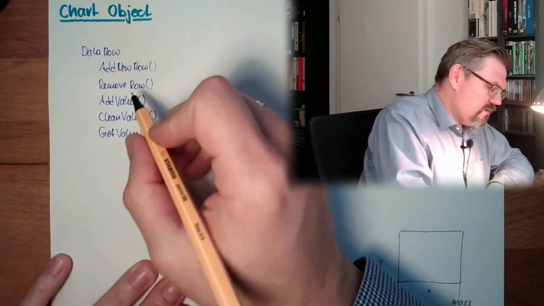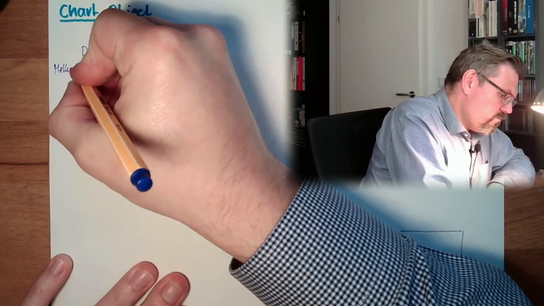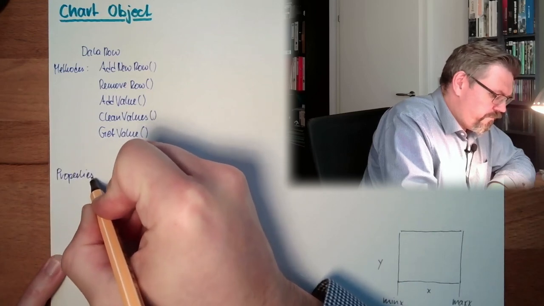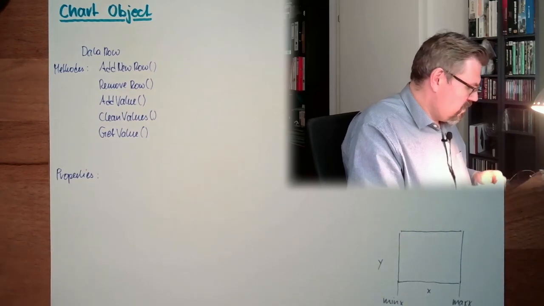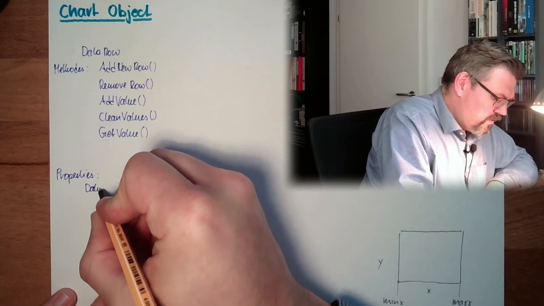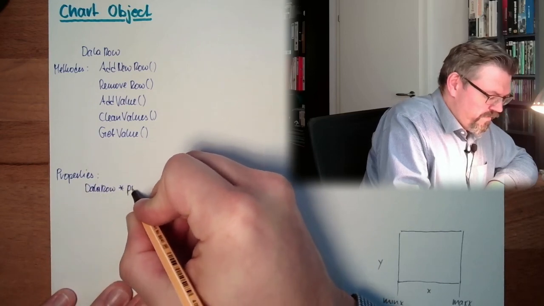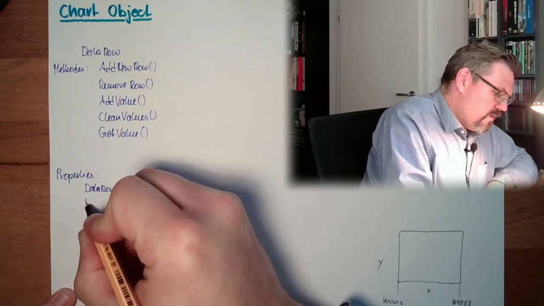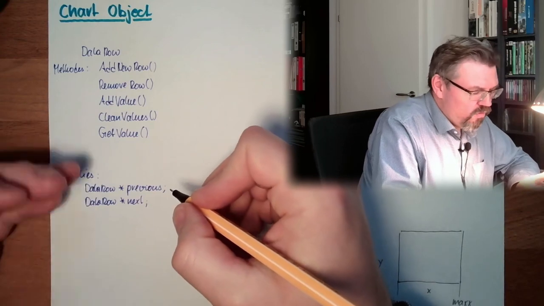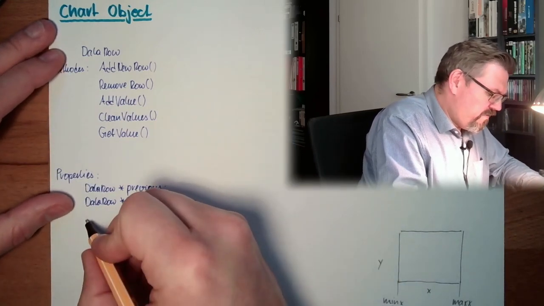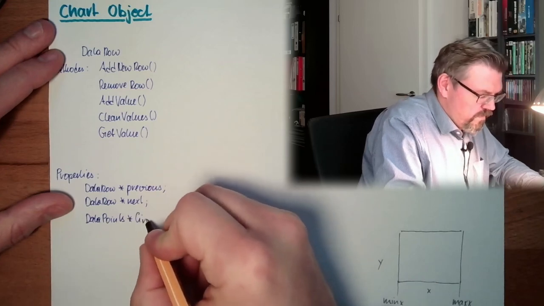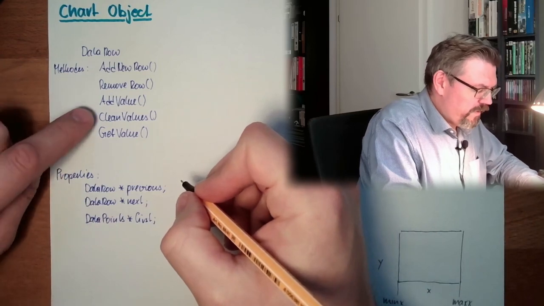Then these are data row, the methods. Then we have properties. What do we have here? Previous row? Data row pointer? Previous? A pointer to the previous row. Data row pointer? Data to the next. This might be null or something, a pointer to the data row. Then we have data points. First, the first data point of this data row.